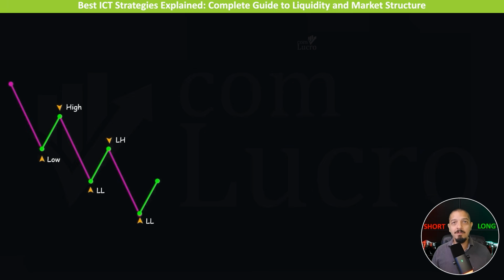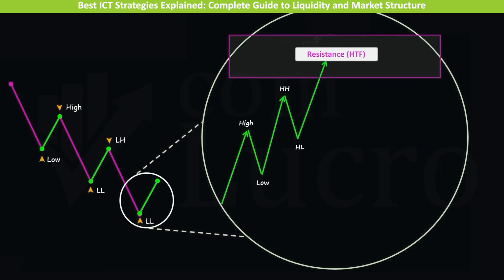Imagine the higher time frame trend is bearish, with price forming a pattern of lower lows and lower highs through a series of impulse and corrective legs. If we zoom in to the most recent retracement or corrective phase on a lower time frame, we may see price building a short-term bullish structure like this.